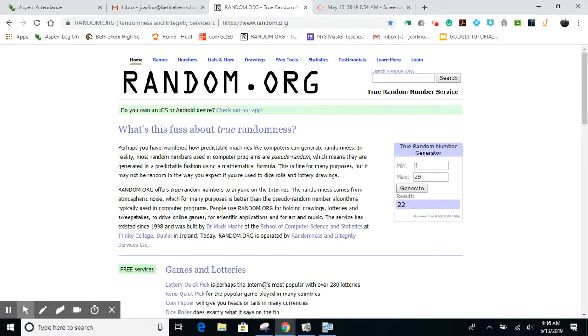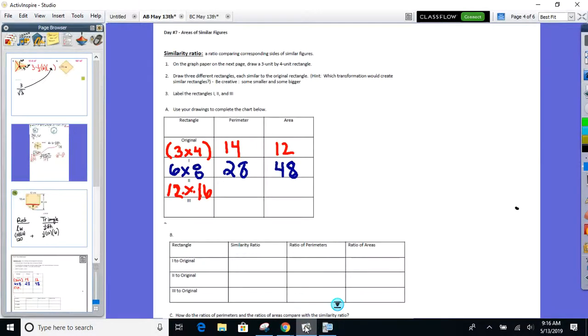Okay, perimeter and area for that one. Here you go. 192, and how about the perimeter? 60? 12, 12, 16, 16. What are we doing here? It's just 12 plus 12 plus 16 plus 16.